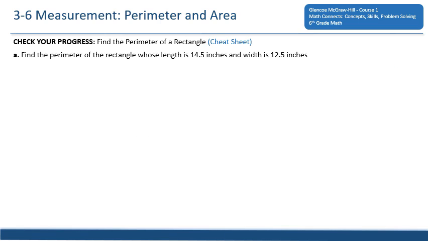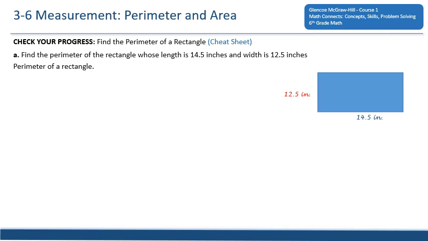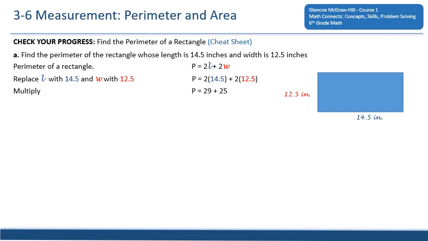Find the perimeter of the rectangle whose length is 14.5 inches and width is 12.5 inches. So perimeter equals 2 times length plus 2 times width. Replace length with 14.5 and width with 12.5. So multiply, we get 29 plus 25. And then if we add them together, we get 54. So the perimeter is 54 inches.